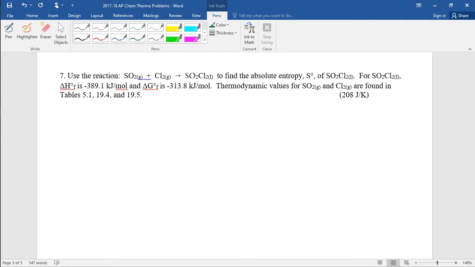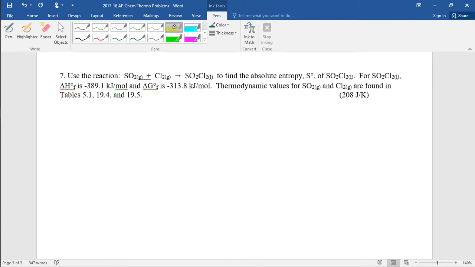Okay? So, question 7 is kind of the most complicated way that you can be given a thermal problem. Probably you're going to get a question like this on your test too. Okay? So, question 7 says, use this given reaction to find the absolute entropy for SO2Cl2.